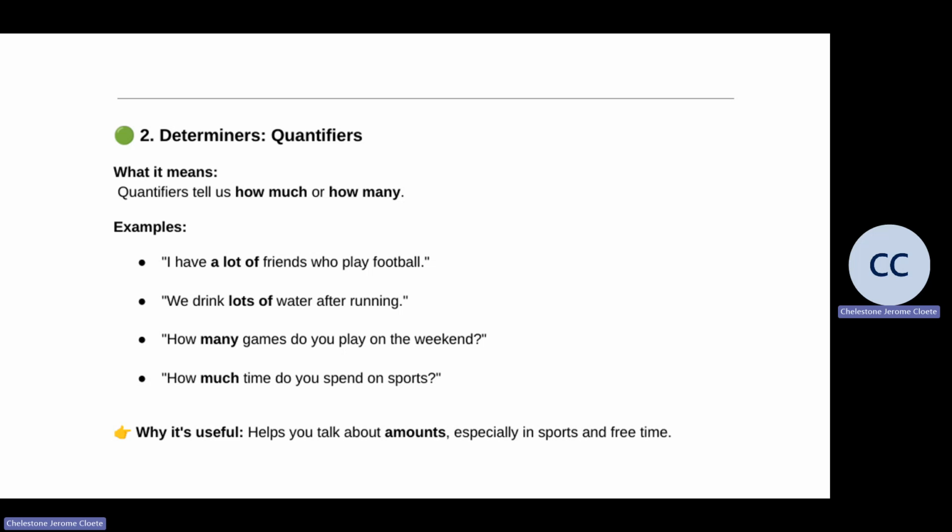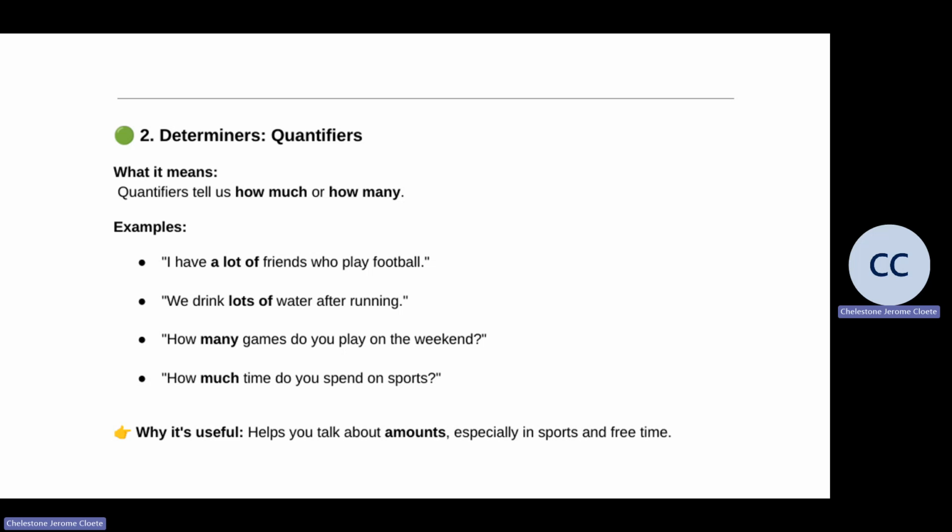Right. So when we ask how much, we are talking about some things that we cannot count. Right, so we are talking about uncountable nouns like water, like juice, like anything that you cannot count, like sand, like rice. Those are uncountable nouns. So we use how much for uncountable nouns. How many we use for countable nouns. So when you can count it, we use how many.